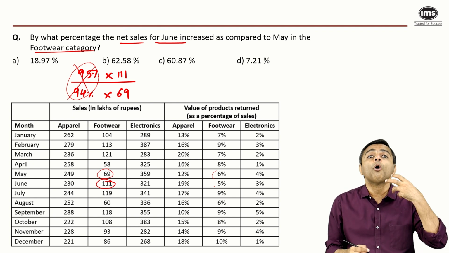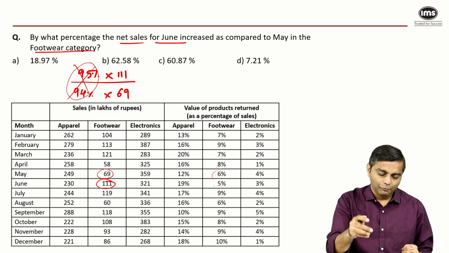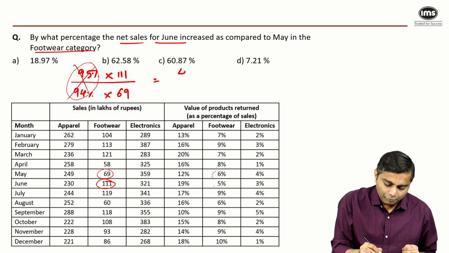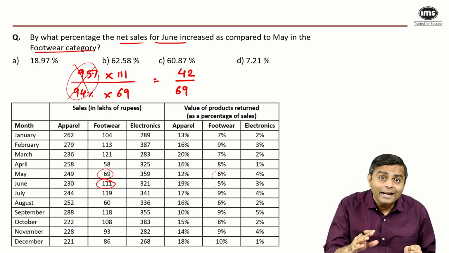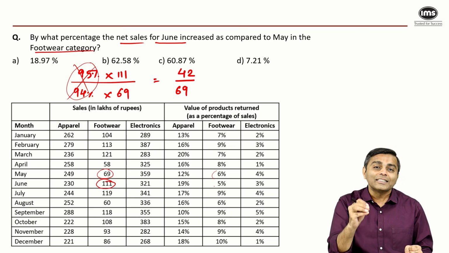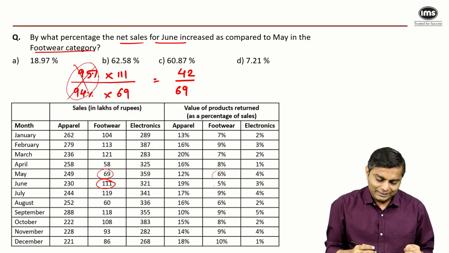How much more is 111 upon 69? 69 is closer to 70, so 30, 41 and 42. So basically this is nothing but 42 more upon 69. This is the percentage we are trying to find, and what we get here is going to be lesser than our answer. Our answer should be more. Okay. Now 42 on 69.